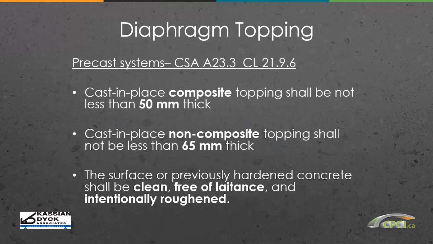Cast in place concrete topping shall not be less than 50 millimeter thick. Generally, due to camber, you may require thicker topping than 50 millimeters, but again, that's up to the design engineer. Cast in place non-composite topping shall not be less than 65 millimeter thick, and the surface of previously hardened concrete shall be clean and intentionally roughened. That's just to get good bond with the concrete topping.